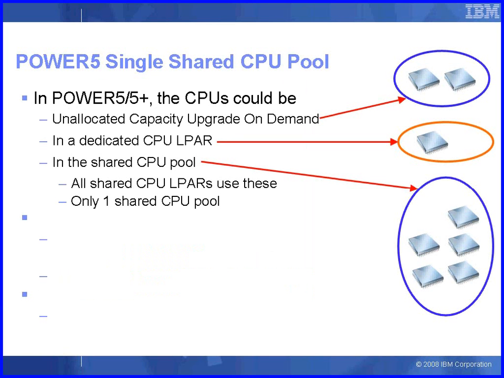In Power 5 based systems, the CPU could be unallocated. It's a capacity upgrade on demand CPU. It's in the machine but not actually in use. It has to be activated before we can actually use it. Or a CPU can be assigned to a dedicated CPU logical partition. Then the CPU is for the sole use of that logical partition. All the other CPUs are swept up and put into the shared processor pool. Logical partitions which are allocated shared CPU resources then use the CPUs in the pool to get their processing done.